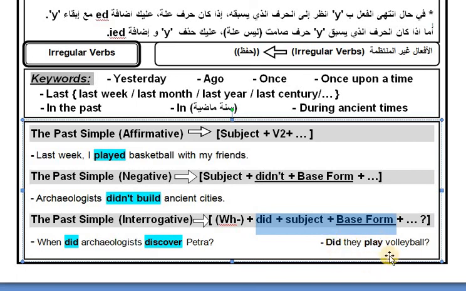Look here. Did they play volleyball? Did at the beginning ولأنها أجت at the beginning so the D is capital. Play هي base form. ليش play base form? Because we have did here. Of course. لأنه في عندي did فلازم تكون play base form. أما they subject كانت عندي at the middle because this is a question. Please guys pay attention at these points. انتبه لهاي النقاط اللي حكيناها.